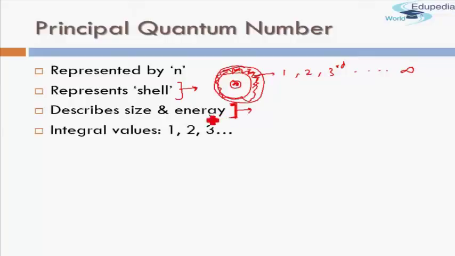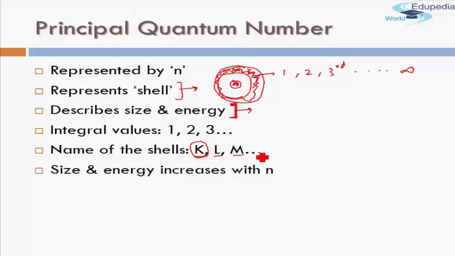So it has integral values, again just like orbits: 1, 2, 3. And the names of the shells are given as K, L, M, N, O, and so on. So it starts with K, it doesn't start with A, B, or C. Just remember that. We won't go into further shell numbers or names of the shells.